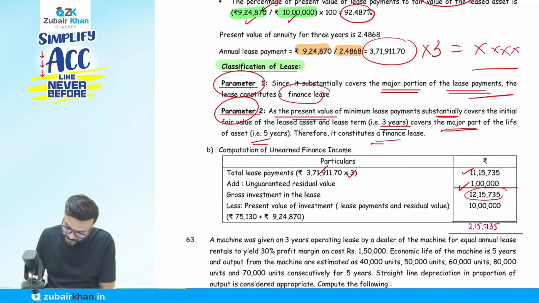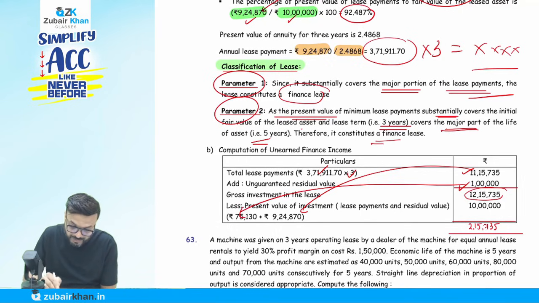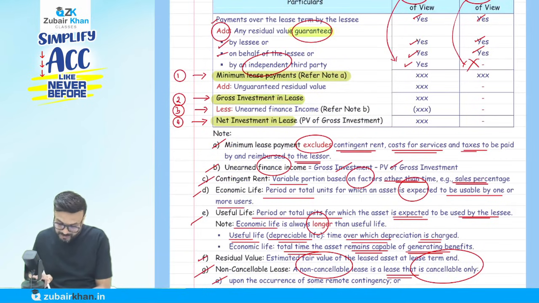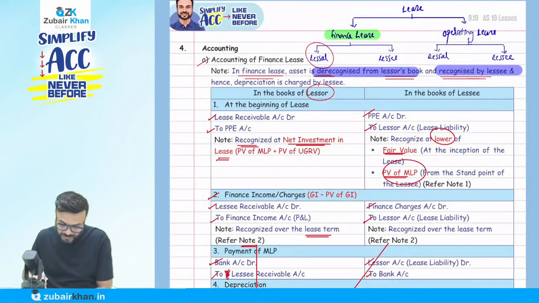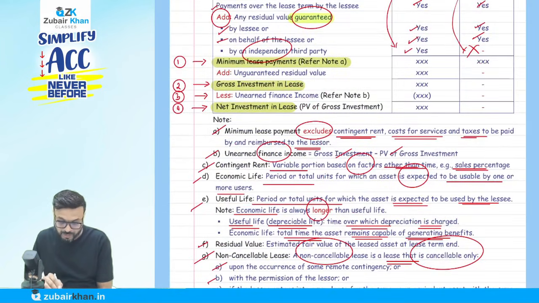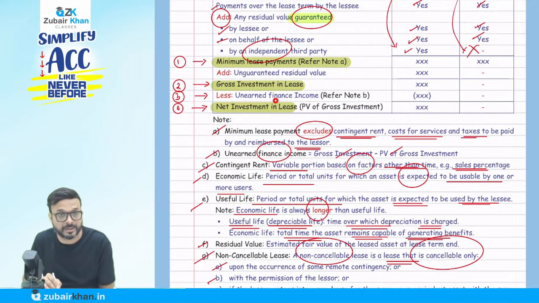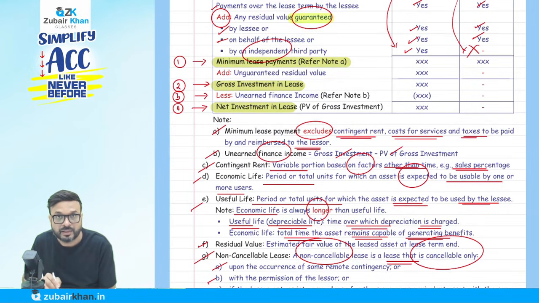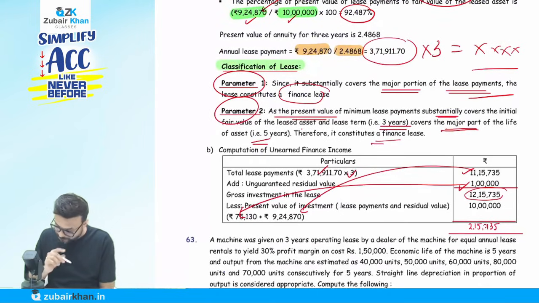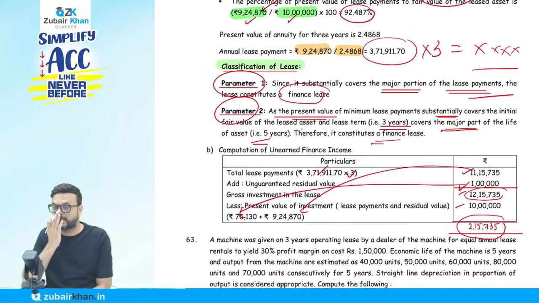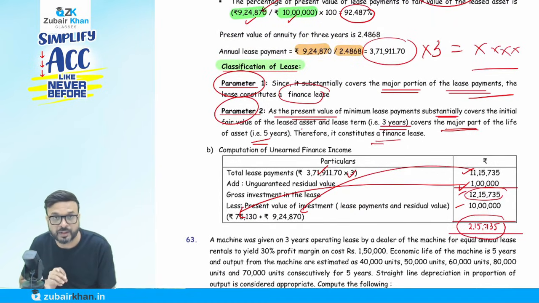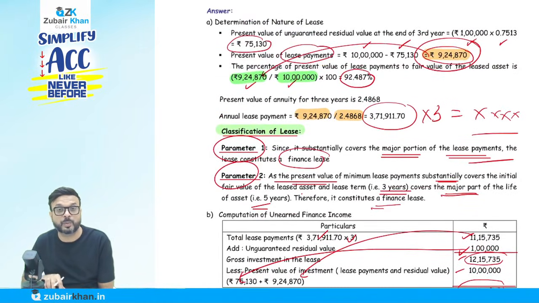If you calculate the present value of this amount, it is this. The net investment is nothing but the present value of the gross investment: the present value of the minimum lease payment plus the present value of the unguaranteed residual value. If you deduct this, it comes to 10 lakh, a coincidence. So this is the unearned finance income. Okay, simple. This is how they calculate it. You just have to practice this question, as many times they ask it.